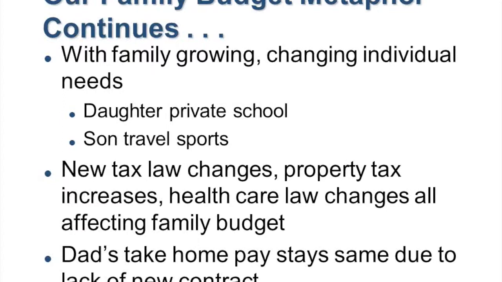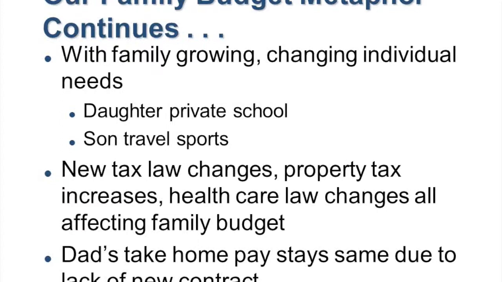In addition to that, let's assume that there were some tax law changes. Again, the property tax increases, health care law changes, all of which affects the family budget. Nothing you can really do about it unless we decide as a family that daughter and son are not going to be able to do those two neat things. In this case, we're assuming that those are the immovable initiatives. Those are things that we want to do. And then finally, unfortunately, Dad's take-home pay is stagnant because there's no new contract in place.